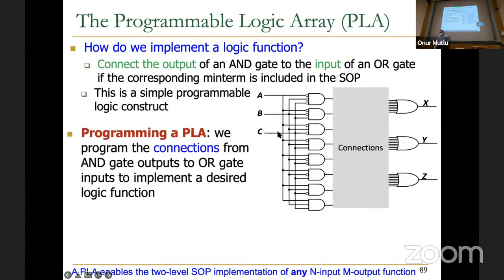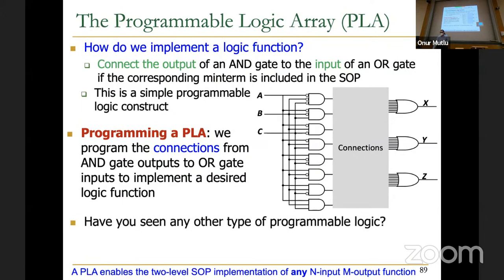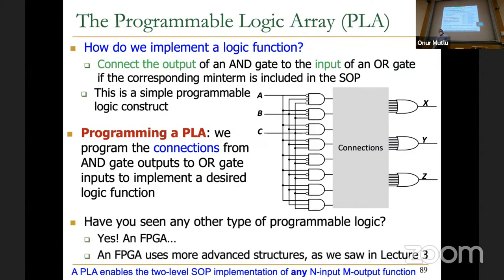Okay, so how do you program a PLA? You program the connections from the AND gate outputs to OR gate inputs to implement a desired function. You basically specify them and somebody connects them. In an FPGA, for example, that happens. And we've seen FPGAs. So FPGAs actually initially used PLAs, but now they use more advanced structures like LUTs and some other interconnects that we didn't really cover, but some of which we covered.